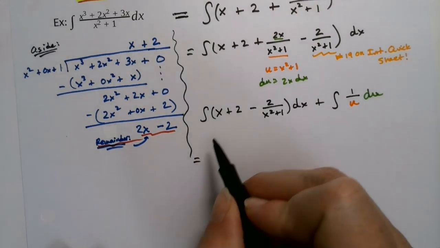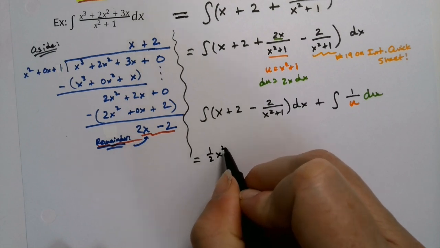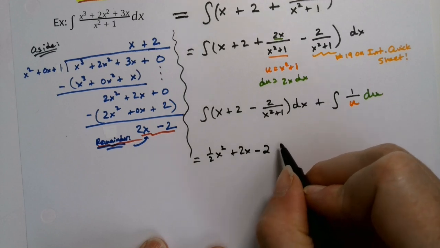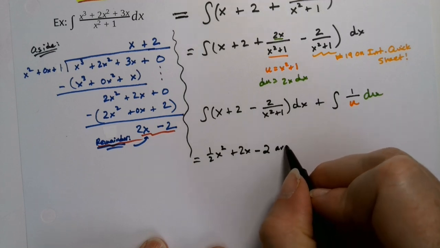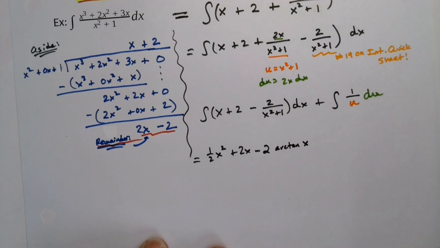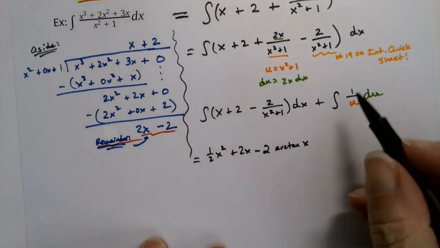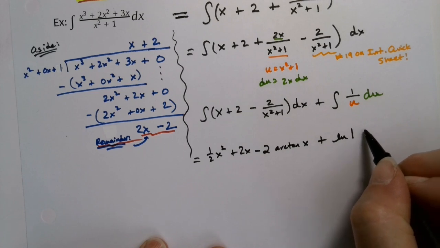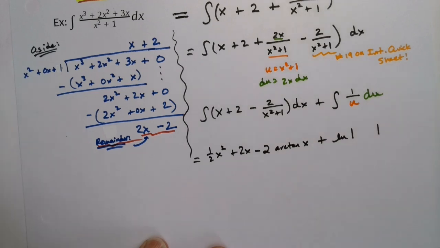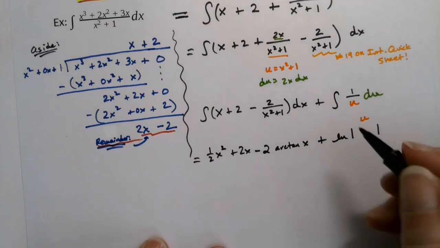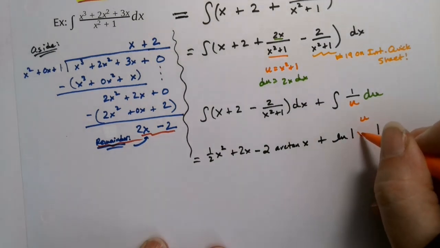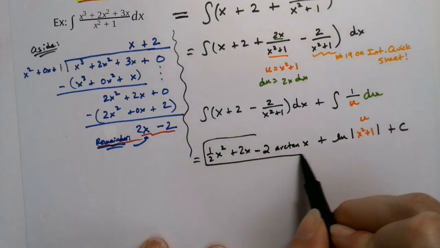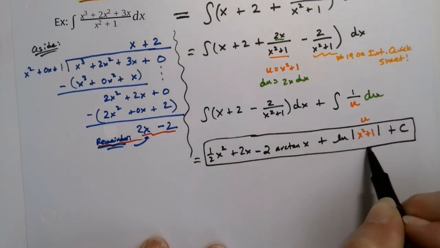Okay, so let's do it. So the integral of x is 1/2 x squared. The integral of 2 is 2x. This one is 2 times that arctangent formula. So it's arctangent of x, because a is 1, so it's a really easy one, plus the natural log of the absolute value of u. But the absolute value of u, I can just say what it is. It was x squared plus 1. And then I just slap a c onto the end of it from a constant of integration, and we're done.